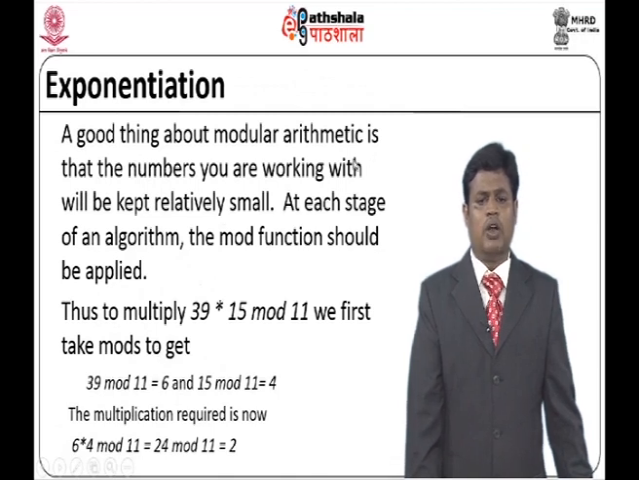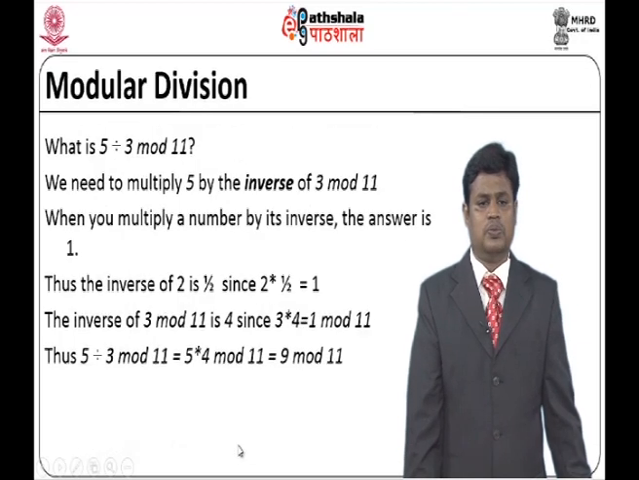A good thing about modular arithmetic is that the numbers you are working with are kept relatively small. At each stage of the algorithm, the mod function should be applied, so we apply the mod function stage by stage to keep the value very small. That is what it is saying, relatively small. For example, if I take 39 into 15 mod 11, we first take mod to get 39 mod 11, which is 6, and 15 mod 11 is 4. Multiplying these two gives 24, and finally we get the answer as 2.